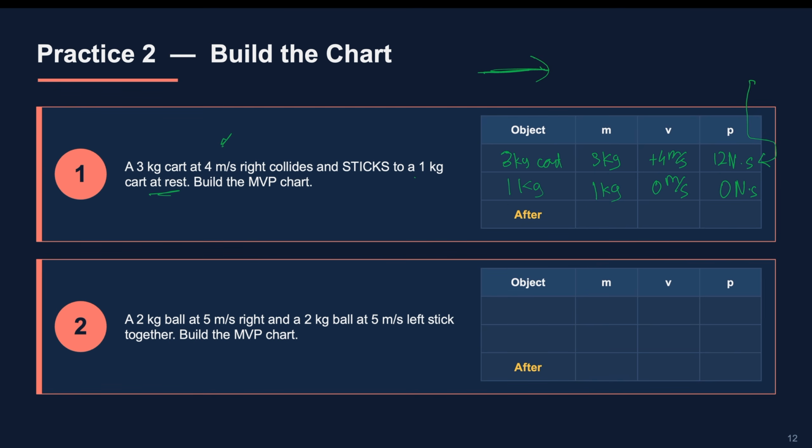Afterward, what would the results look like? 3 plus 1, 4 kgs here, right? And then this we don't know. We don't know the final velocity, but we know that the final momentum has to be the sum of these, which is 12. So that means 4 kgs times what is equal to 12? 3 meters per second. That's our answer.